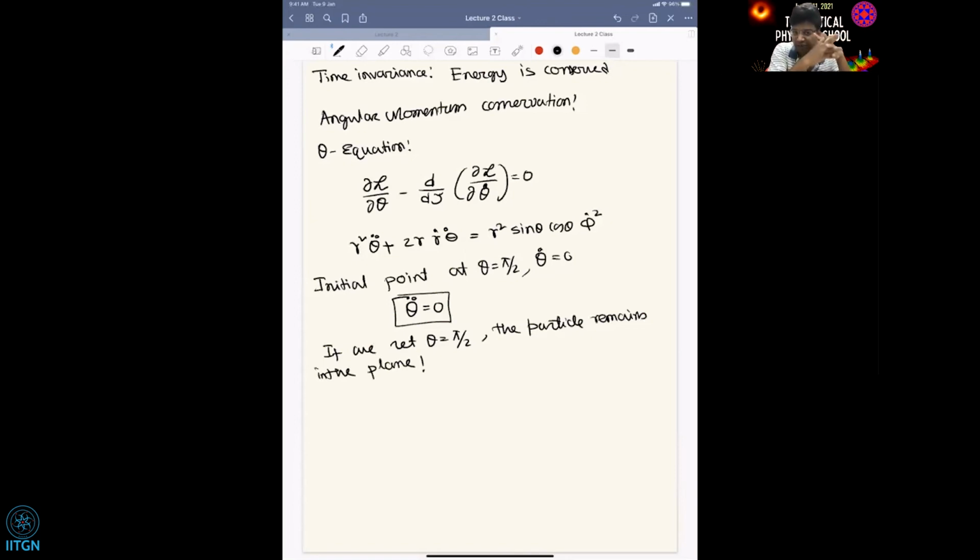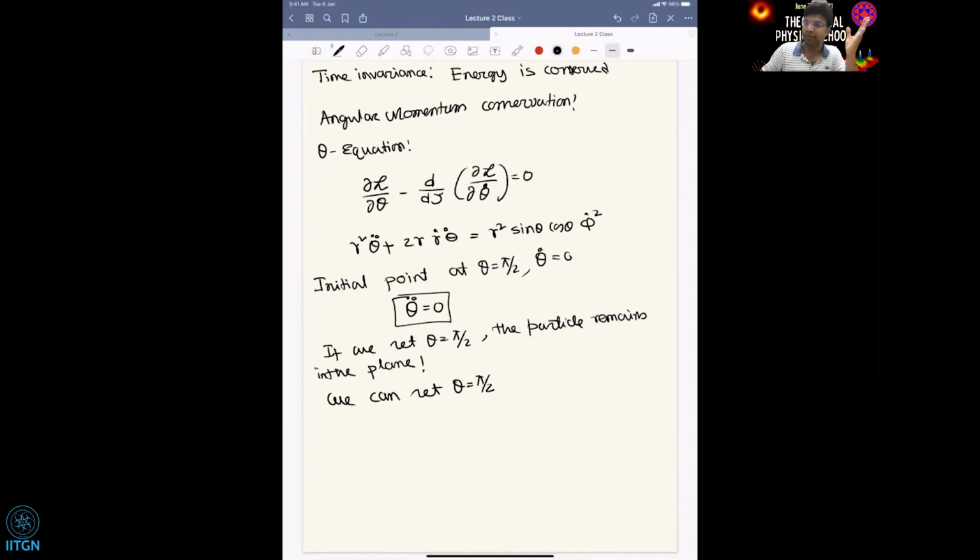Therefore, without any loss of generality, we can always set theta equal to pi by 2 and simplify our calculation. Basically, we are saying that our coordinate system is such that our equatorial plane is theta equal to pi by 2, and all the physics is happening there. Take any plane in which the particle is moving, call that plane theta equal to pi by 2, and arrange your axis such that. So we can always set theta equal to pi by 2.